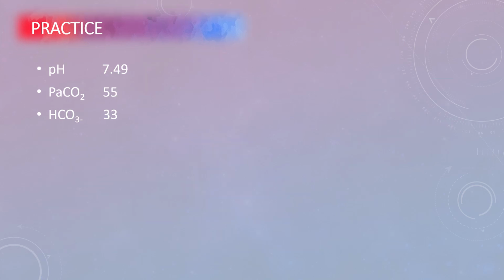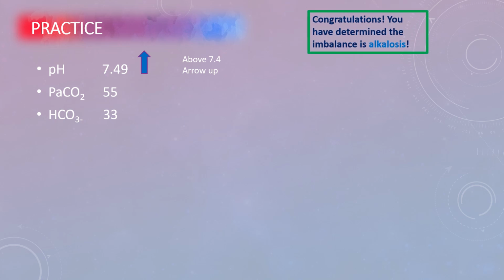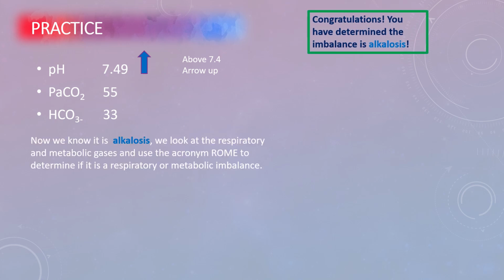Now we have a pH of 7.49. That's above 7.4, we put an arrow up. Congratulations, we've determined the imbalance is alkalosis.